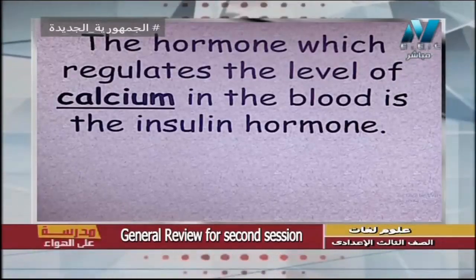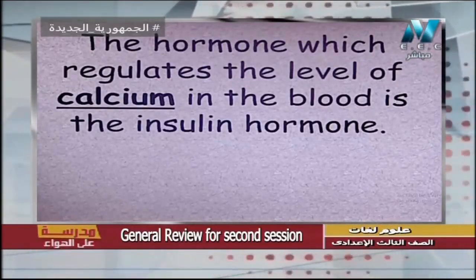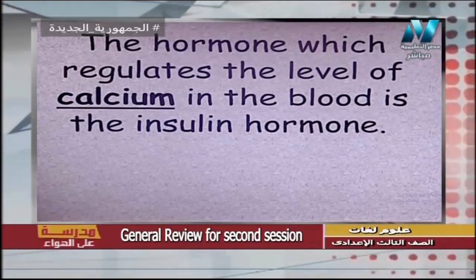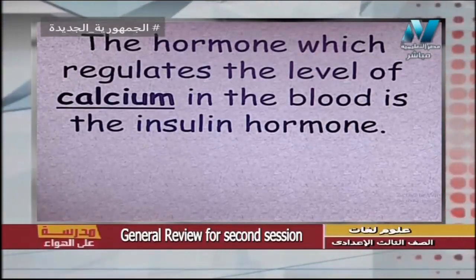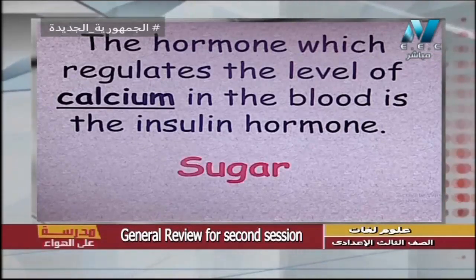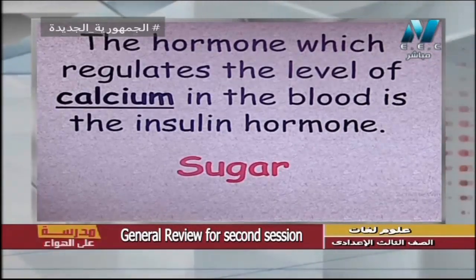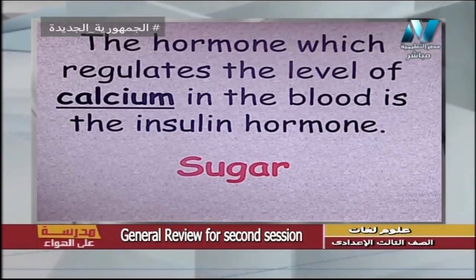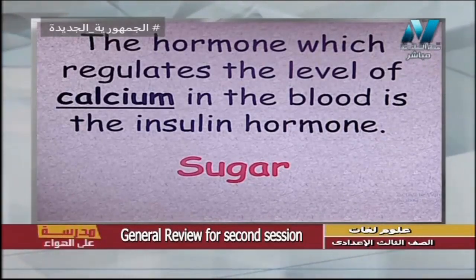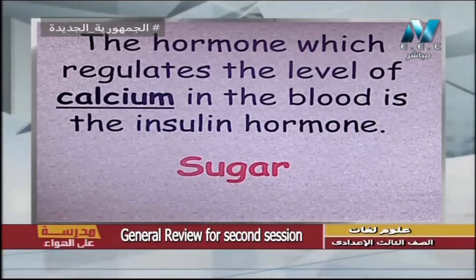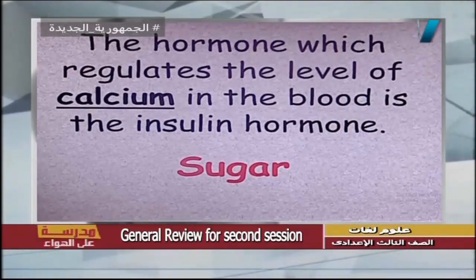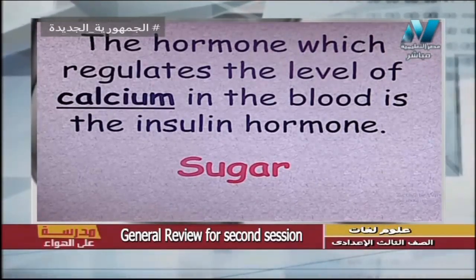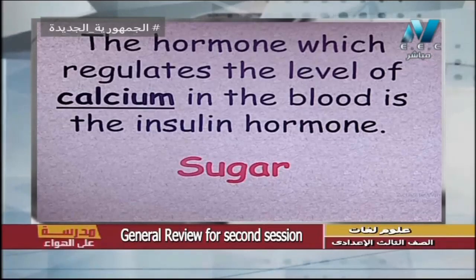The hormone which regulates the level of calcium in the blood is the insulin hormone. الهرمون اللي بينظم كمية الكالسيوم في الدم هو الانسولين. طبعا لا، الانسولين بينظم كمية الشوجر في الدم. هنا السؤال جه بشكل عكسي للسؤال اللي جه من شوية اللي كان بيقول لي مين الهرمون اللي بينظم الشوجر؟ طبعا الانسولين. بينظم الشوجر not calcium in the blood. The hormone which regulates the level of sugar in the blood is insulin hormone.